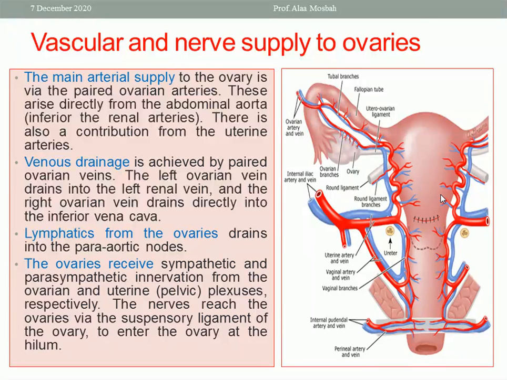The ovaries receive sympathetic and parasympathetic innervation from the ovarian and uterine plexus, respectively. The nerves reach the ovaries via the suspensory ligament of the ovary to enter the ovary at the hilum.